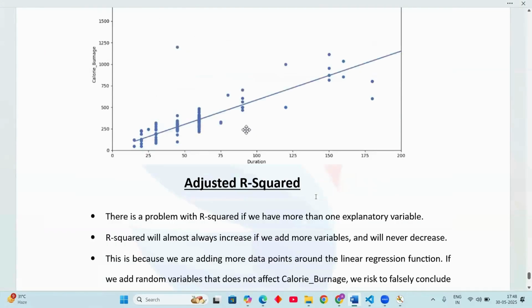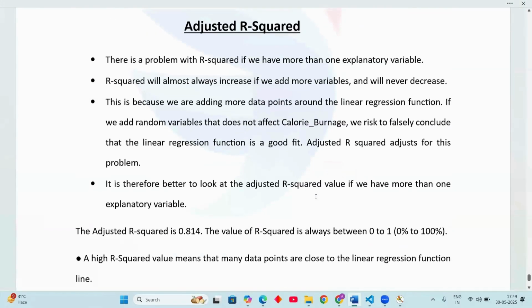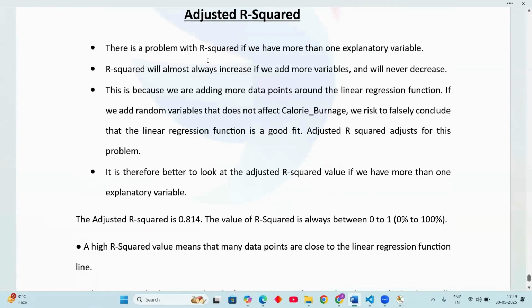From this, in the concept of R squared, we also have the concept of adjusted R squared. There is a problem with R squared. If we have more than one explanatory variable, R squared will almost always increase if we add more variables, and will never decrease. This is because we are adding more data points around the linear regression function. If we add random variables that do not affect calories burnage, we risk falsely concluding that the linear regression function is a good fit. Adjusted R squared adjusts for those problems.